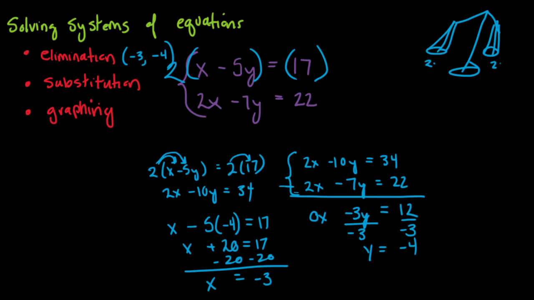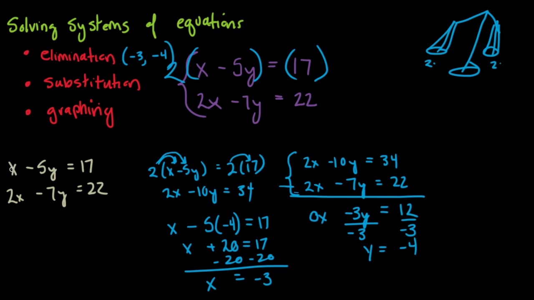So now we're going to solve the same equation, but we're going to use substitution instead. So I'm going to take the equation x minus 5y equals 17, and I'm going to rewrite the second equation, 2x minus 7y equals 22. So the goal for substitution is to see if I can get x or y alone on one side, and then plug the opposite side into the equation.